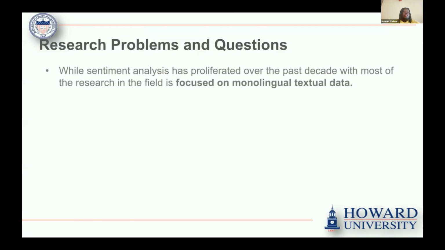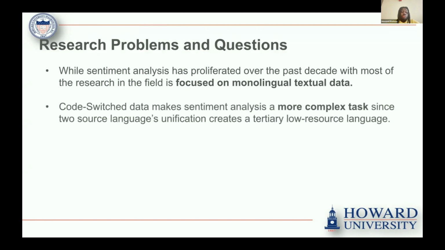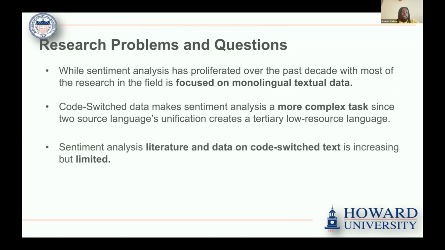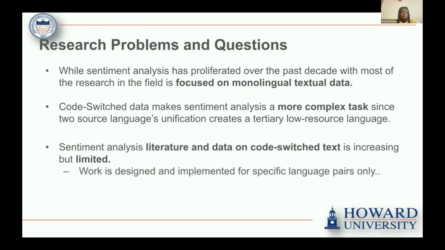Research problems and questions. While sentiment analysis has proliferated over the past decade, with most of the research in the field being focused on monolingual textual data, code switch data makes sentiment analysis a more complex task, since the unification of two source languages creates a tertiary low resource language. And sentiment analysis literature and data on code switch text is increasing, but still limited. Work is designed and implemented for specific language pairs only.